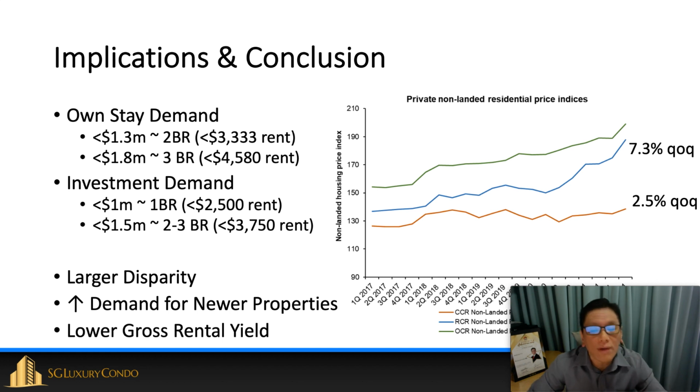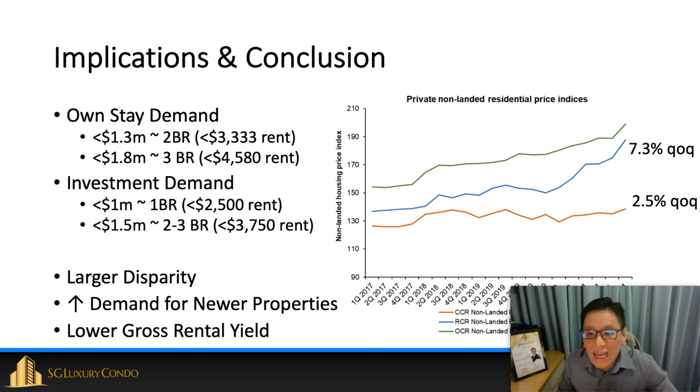But for people who are going for investment, as I said previously, if you want a unit within the first tax bracket, you should be keeping to less than 2,500 rental. Likely, the unit that you'll be purchasing is less than 1 million. On the other hand, if you are going for a bigger unit, with rental less than 3,750, likely the unit will be less than 1.5 million. And for 1.5 million, likely it will be between a 2 to 3 bedroom.